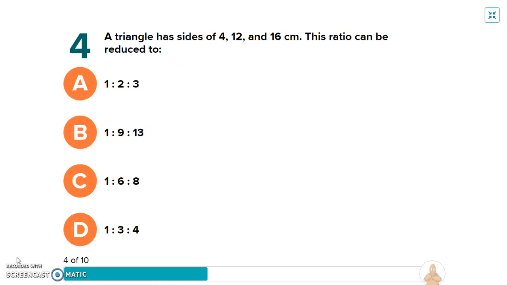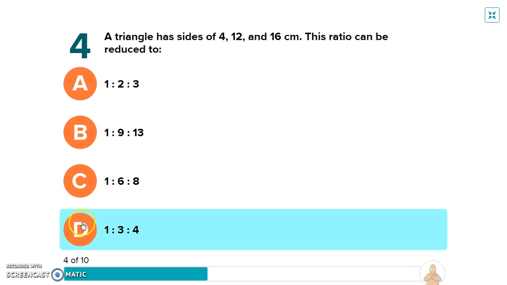For 4, a triangle has sides of 4, 12, and 16 centimeters. This ratio can be reduced too. Well, if we look at all 3 of those numbers, we can tell they can be evenly divided by 4. So 4 divided by 4 is 1, 12 divided by 4 is 3, and 16 divided by 4 is 4. So the ratio simplifies to 1 to 3 to 4.